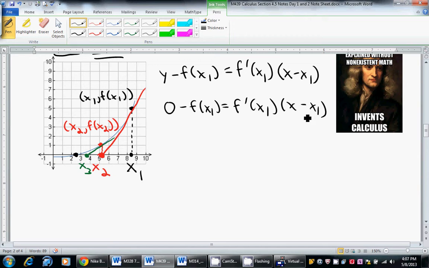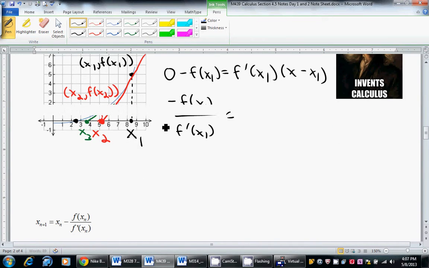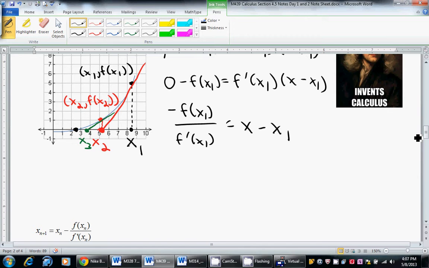Okay, I'm going to go ahead and solve for that x value here, right? So the first thing I'm going to do is divide both sides by f prime of x sub 1. So I get negative f of x sub 1 over f prime of x sub 1, and that's going to equal x minus x sub 1. Okay?